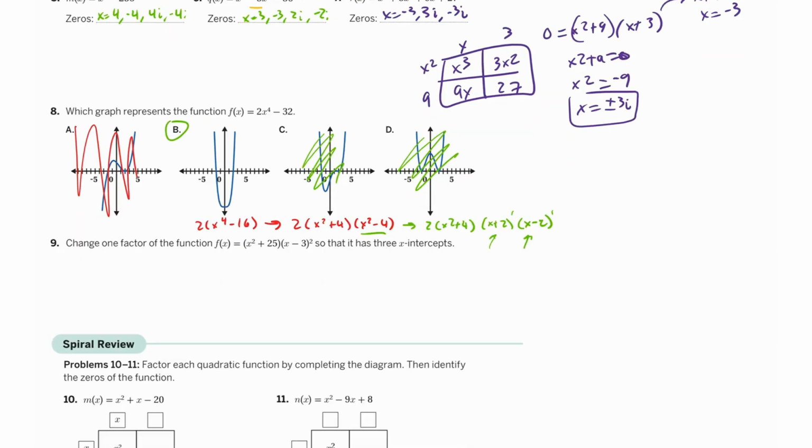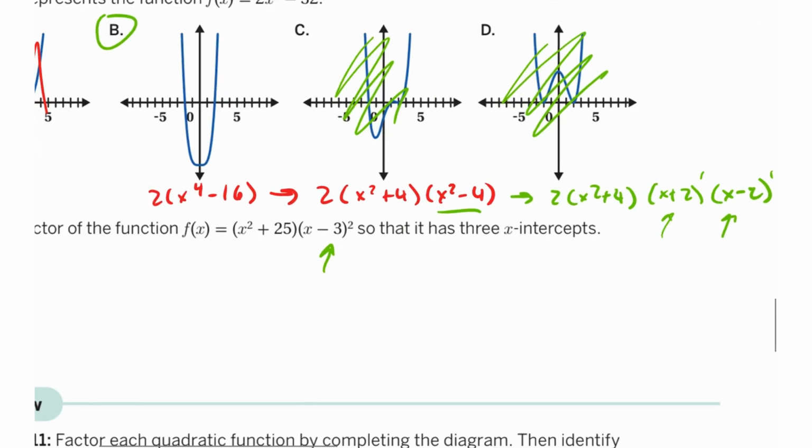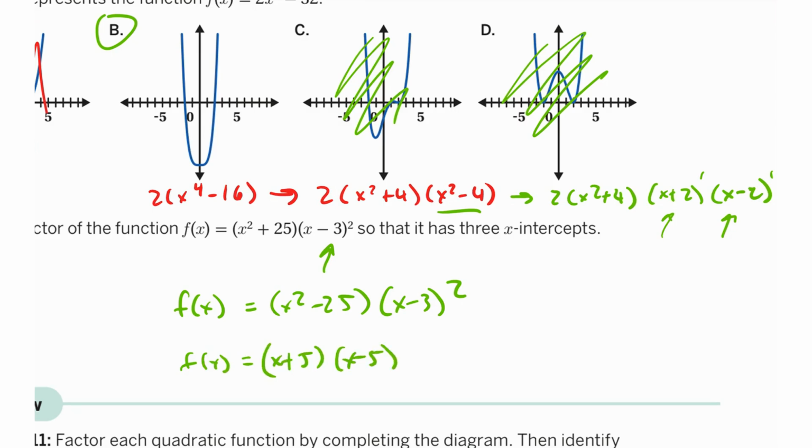For number 9, change one factor of the function f of x equals x squared plus 25 times x minus 3 squared so that it has 3 intercepts. Right now it only has 1. This one here gives me 2 non-real solutions. If I wanted to make it 2 real solutions from this, all I have to do is change it into x squared minus 25, because that's a difference of squares, giving me x plus 5, x minus 5, and now I have 3 intercepts, one at negative 5, one at positive 5, and one at positive 3.